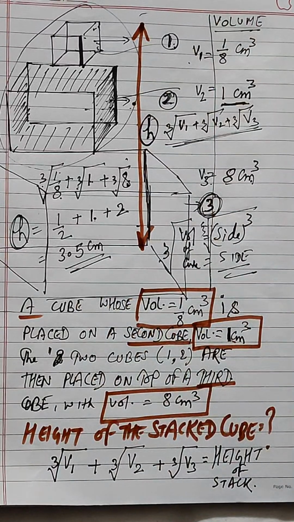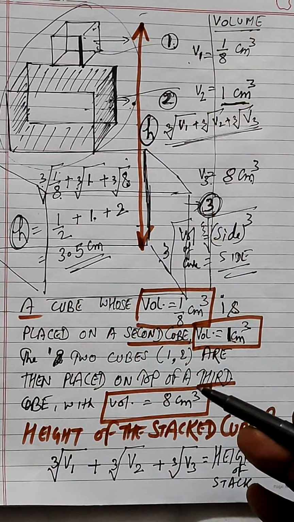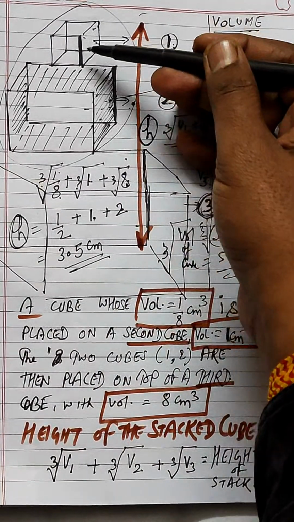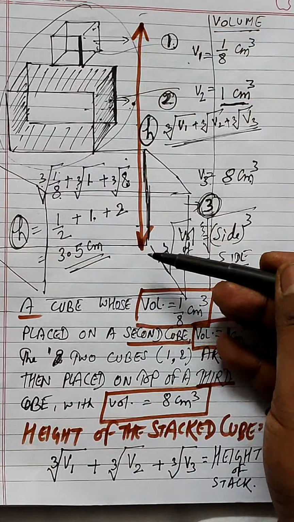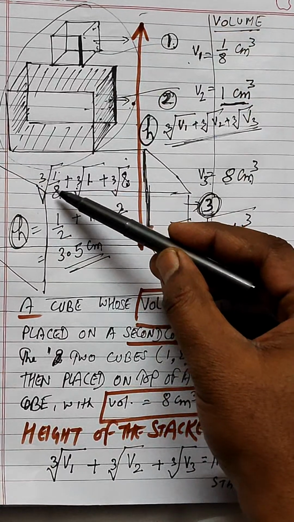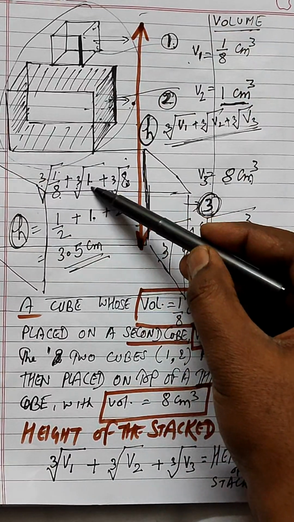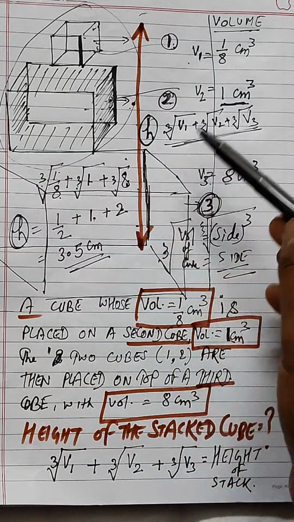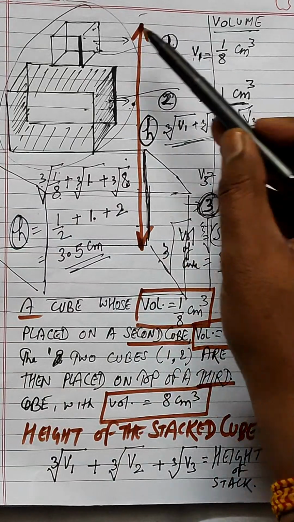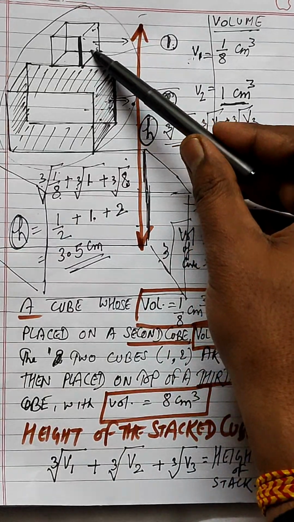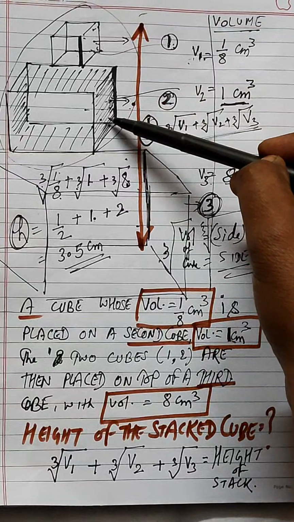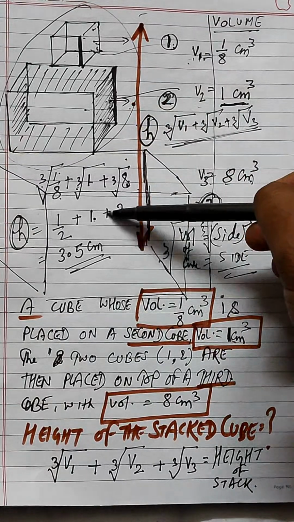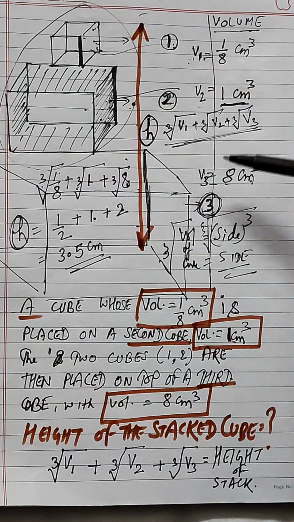What is the stack? The stack arrangement is shown over here, that 3 cubes are there: 1, 2, 3. And the total height will be equal to the cubic root of volume 1, the cubic root of volume 2 and the cubic root of volume 3 added up together. What is volume 1? Volume 1 is the volume of this smaller cube, which is kept over the second cube, whose volume is given as V2, and the third cube whose volume is given as V3, right?